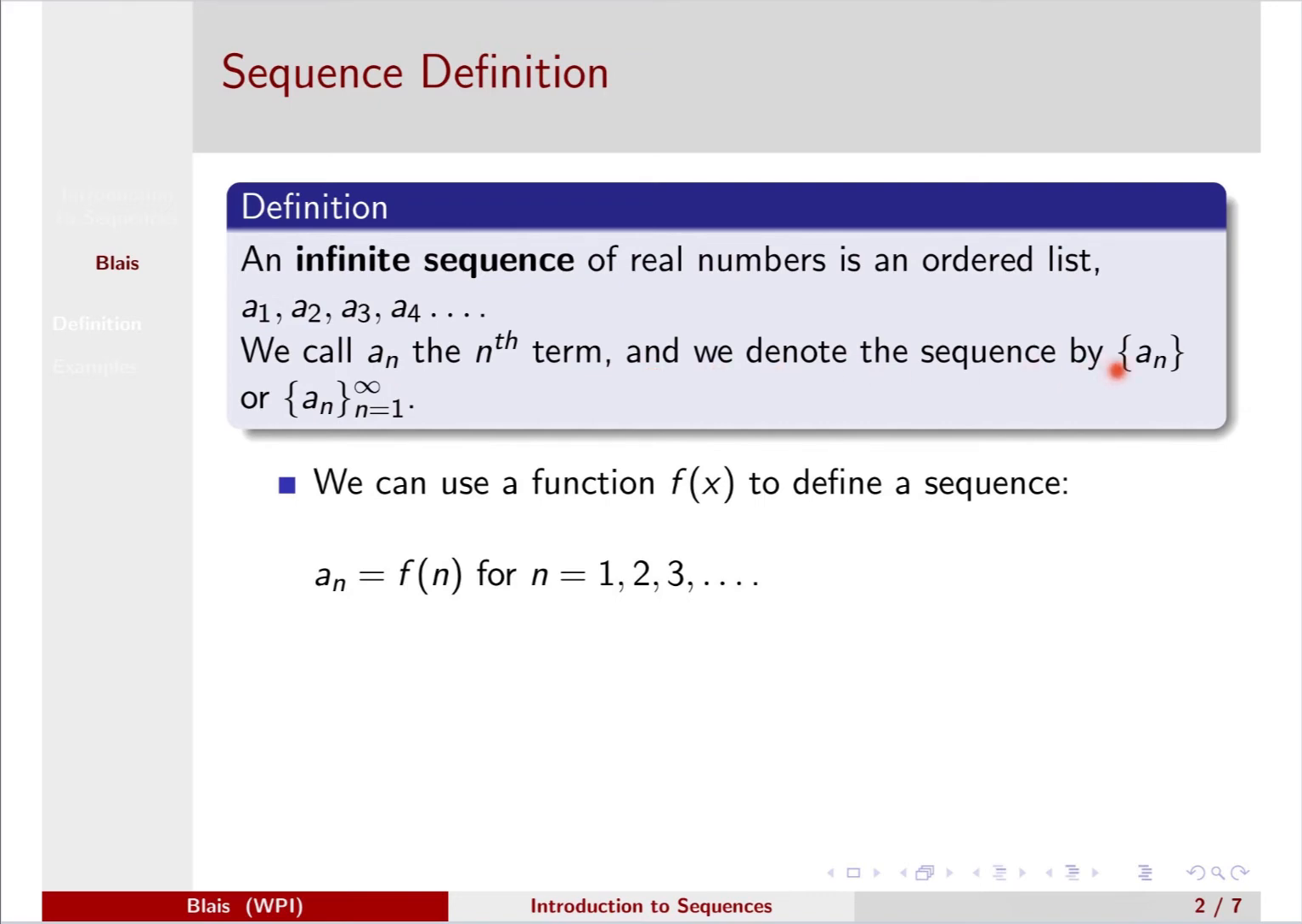And standard notation for a sequence will be a sub n in brackets. Or you may have a sub n in brackets where you have the index. This shows you what value is the beginning of the index to start the sequence and then how far it goes, in this case to infinity. And so again, the idea is it's just a list. Infinite sequence is just a fancy term for a list, an ordered list of terms.